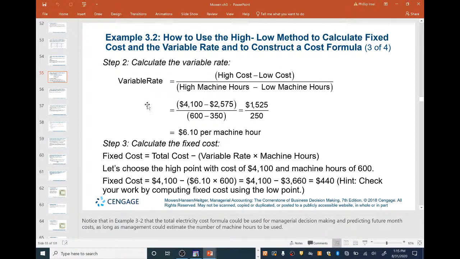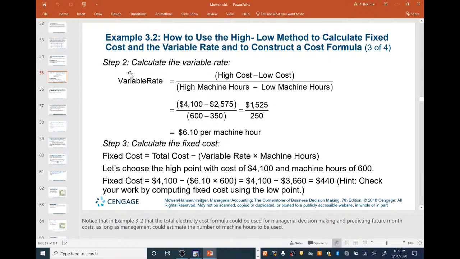So once again, let's look at that. Remember, step one, find the high and low points, right? We just look at the chart, find it based upon the hours used, not the costs. From there, we know the numerator and the denominators. For the variable rate, we plug those in. We find the variable rate per machine hour, right? In this case, $6.10.